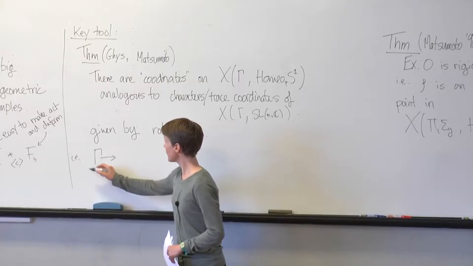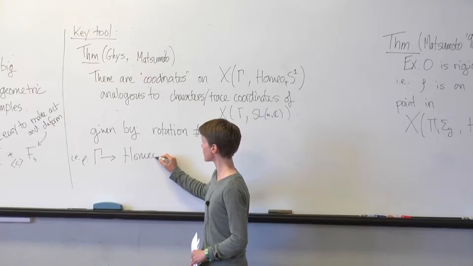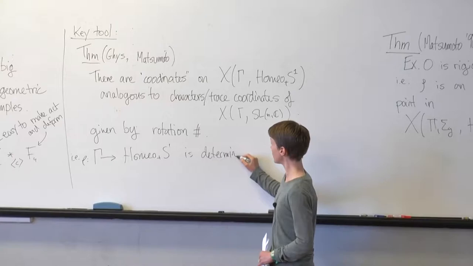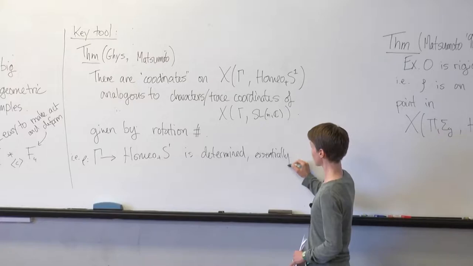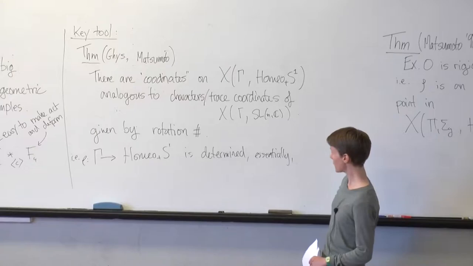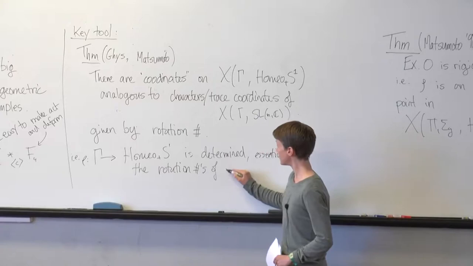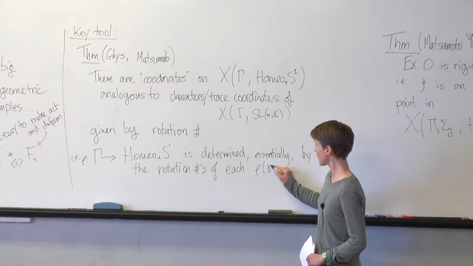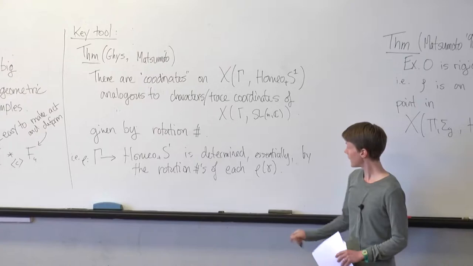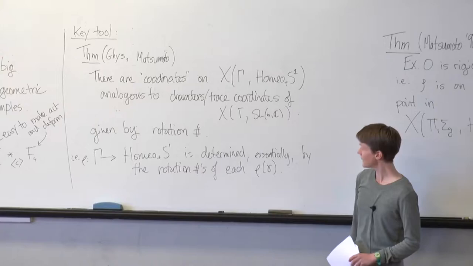a representation from any group you like into the group of homeomorphisms of the circle is determined essentially. So there's some finite ambiguity there, but nothing that we need to worry about for the proof, by the rotation numbers of each curve gamma in gamma. Okay. And maybe it's worthwhile to say what I mean by essentially, there's slightly more information that you need.